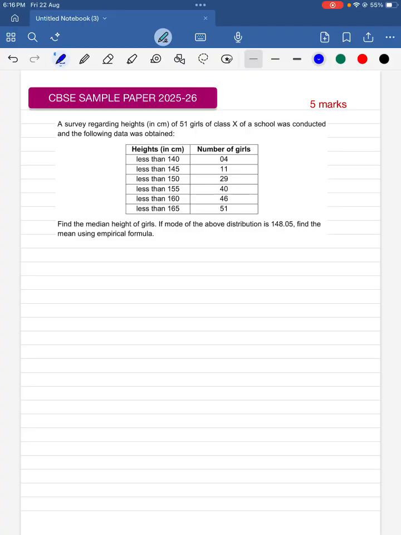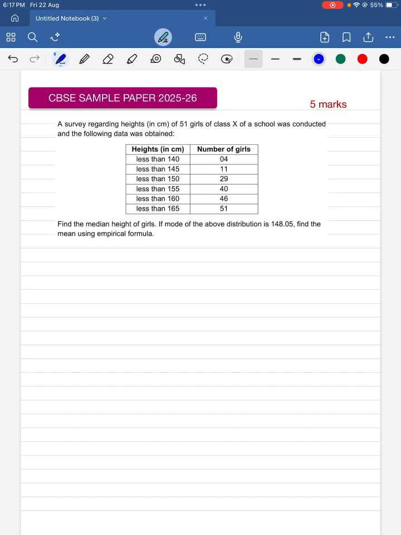In this video, I'll be doing a 5 marks question from the CBSE sample paper 2025-26. Let's look at the question. A survey regarding heights in centimeter of 51 girls of class 10 of a school was conducted and the following data was obtained. The heights and the number of girls are given. Now find the median height of girls. If mode of the above distribution is 148.05, find the mean using empirical formula.